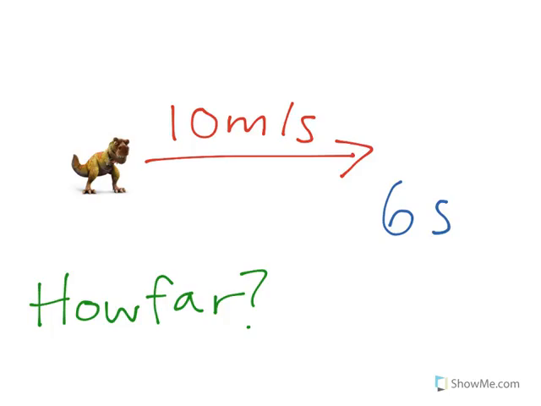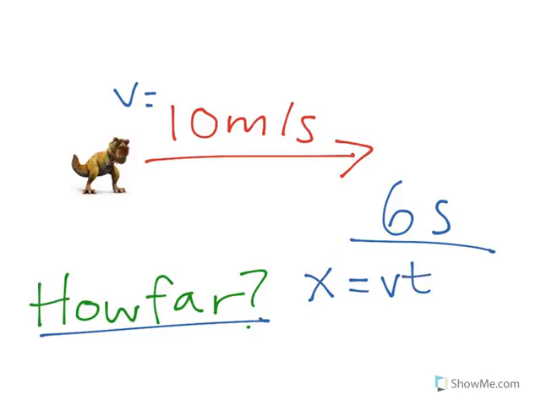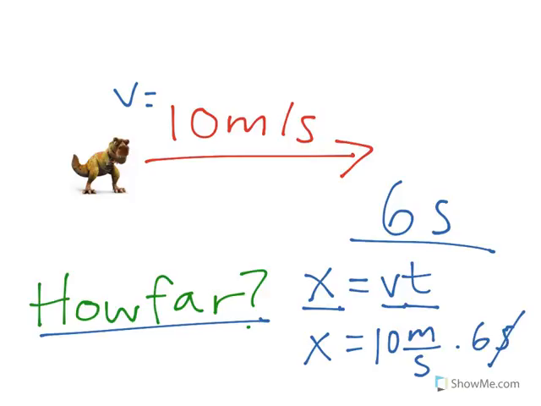Let's try this out. We've got a T-Rex, and his velocity is 10 meters per second for 6 seconds. How far does he travel? Let's see here. Our equation was x equals vt because displacement is equal to the velocity times the time. So x equals 10 meters per second times 6 seconds. Our units will cancel out nicely, which is handy. Then we're left with x equals 60 meters. This is our T-Rex's change in position.